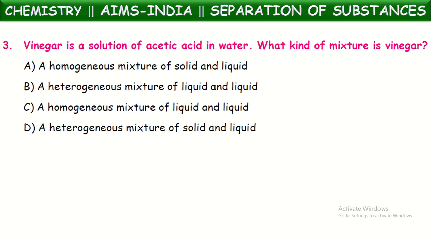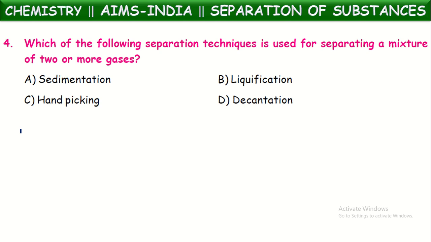Next, the next question. Vinegar is a solution of acetic acid in water. What kind of mixture is vinegar? We know acetic acid is a liquid and water is also a liquid. When we mix these two, acetic acid will mix thoroughly with the water in the formation of vinegar. Now, what kind of mixture is this? It is a homogeneous mixture of liquid and liquid. It is a mixture of two liquids. Homogeneous mixture of two liquids. Right?